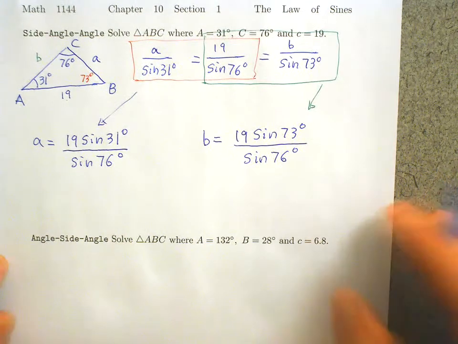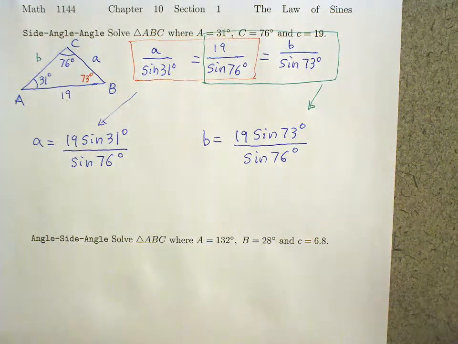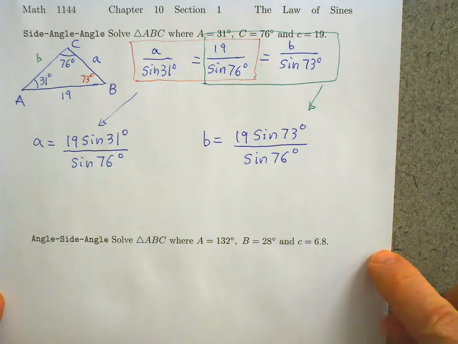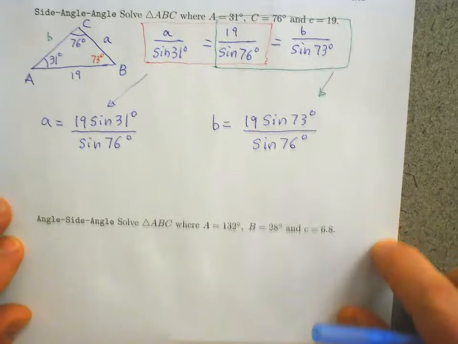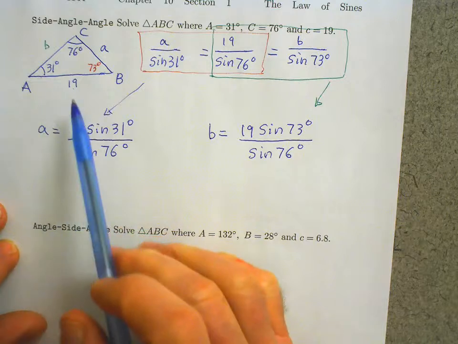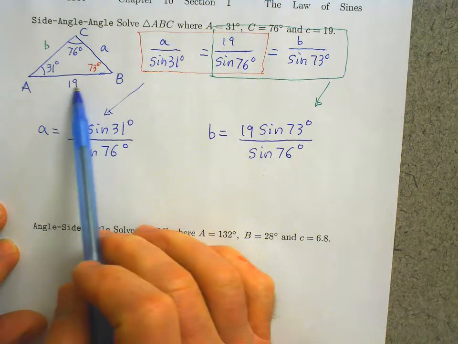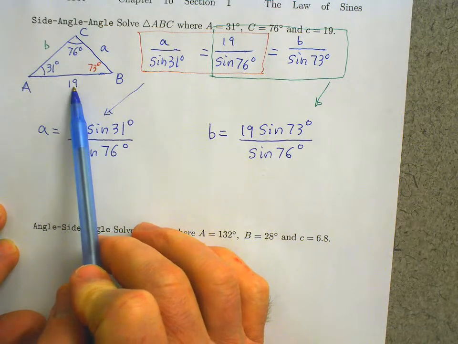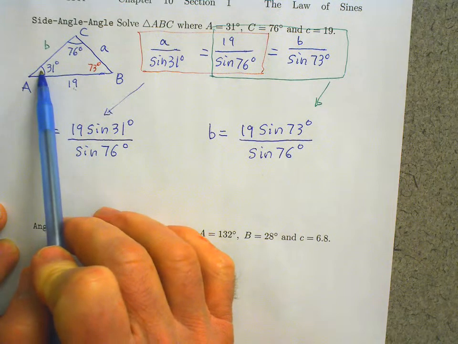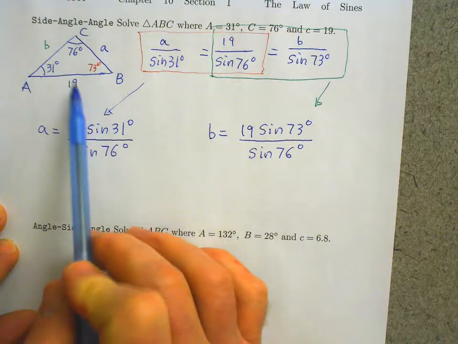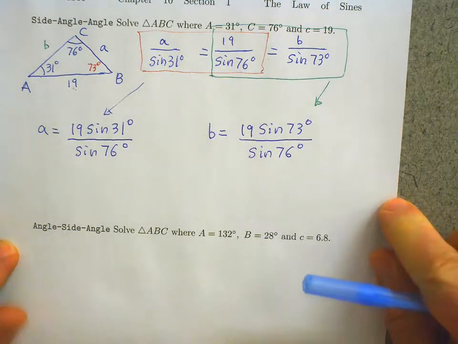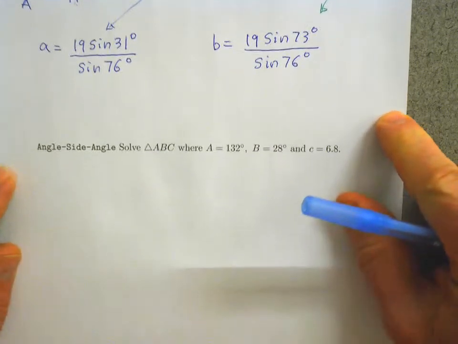Okay, so we solved the triangle. We found the three unknown parts. Okay, this is referred to as side angle angle because I have a side that was known adjacent to an angle that was known, and this angle is adjacent to that angle which is known, so side angle angle. Okay, the next scenario is angle side angle.